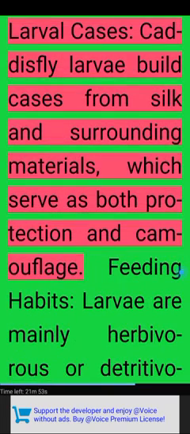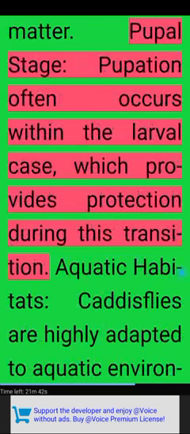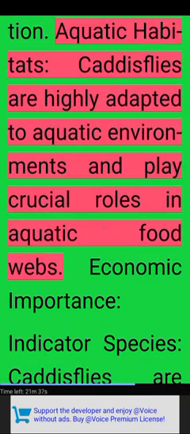Biology. Larval cases. Caddisfly larvae build cases from silk and surrounding materials, which serve as both protection and camouflage. Feeding habits. Larvae are mainly herbivorous or detritivorous, feeding on plant material, algae, and organic matter. Pupal stage. Pupation often occurs within the larval case, which provides protection during this transition. Aquatic habitats. Caddisflies are highly adapted to aquatic environments and play crucial roles in aquatic food webs.